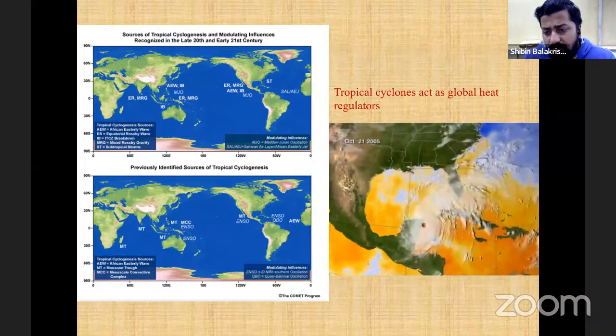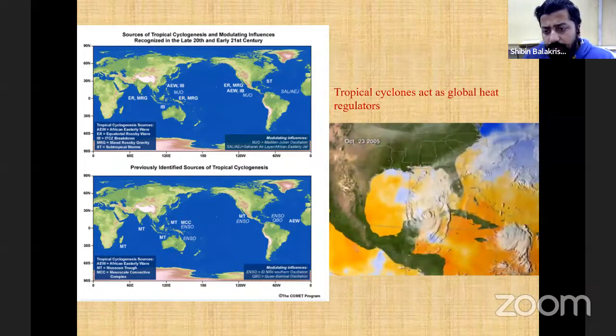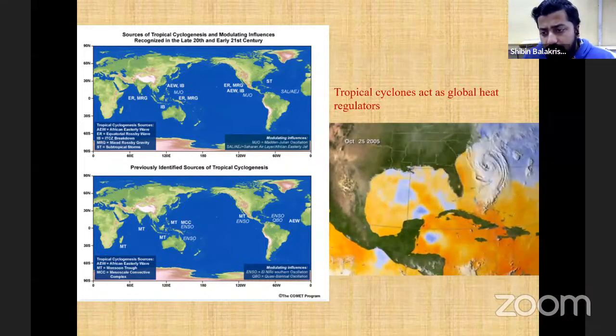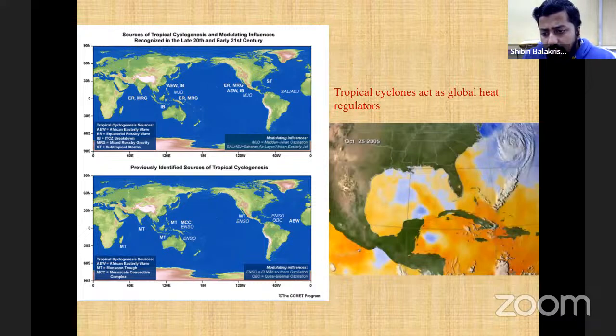This is an animation which I had taken from Cyclone Haru of 2005 in the North American region. So you can see this is the SST map which is overlaid and the animation which went through. The tropical cyclone, as and when it is moving along, is picking up the heat and taking it all the way up to the poles, and you can see comparatively warmer temperatures here, acting as a regulator over the region.